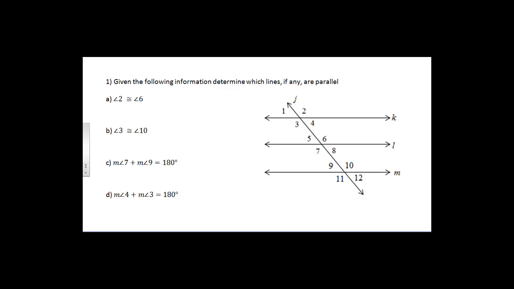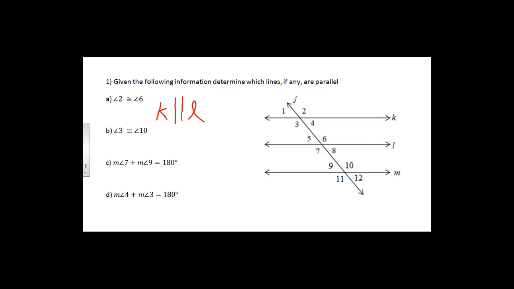Let's try a few examples here. Given the following information, we want to determine which lines, if any, are parallel. Part A says that angles 2 and 6 are congruent to each other. Well, I notice that those are corresponding angles. Since my two corresponding angles are congruent to each other, I know that the two lines that they're on, in this case lines K and L, would have to be parallel.